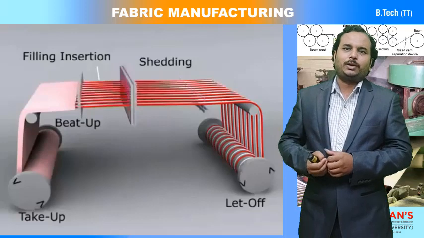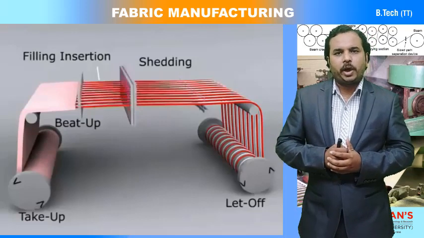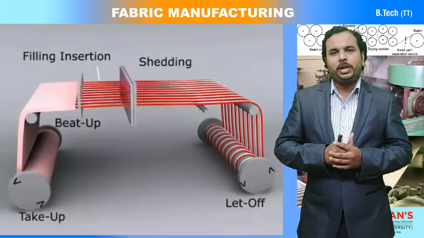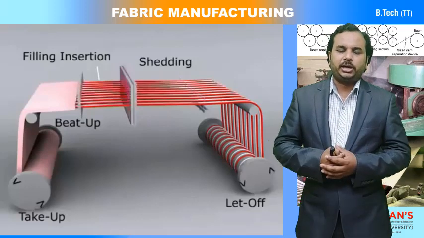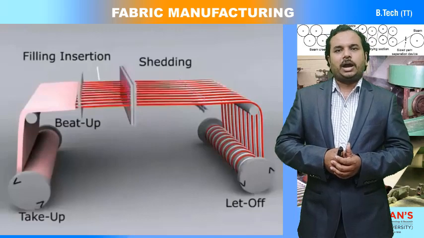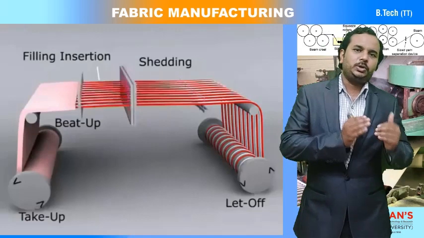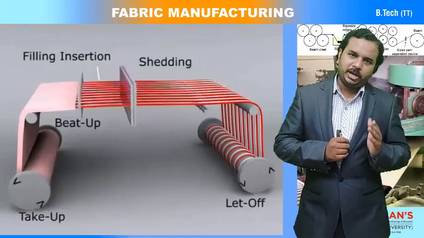So these yarns are going to be drawn through the heald frames and reed wires, so that the warp yarns can be divided into two layers. After the shed formation, the filling or weft yarn is going to be inserted into the opened shed. After the insertion, the weft yarn is going to be beaten towards the fell of the cloth, so that the fabric formation can be done.